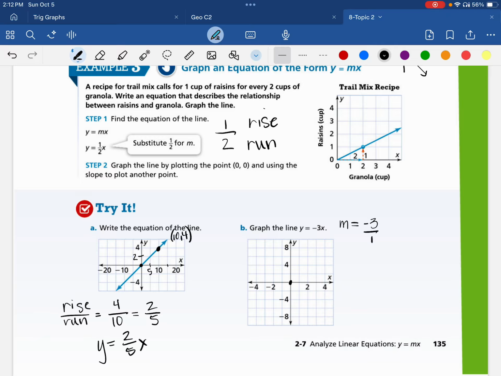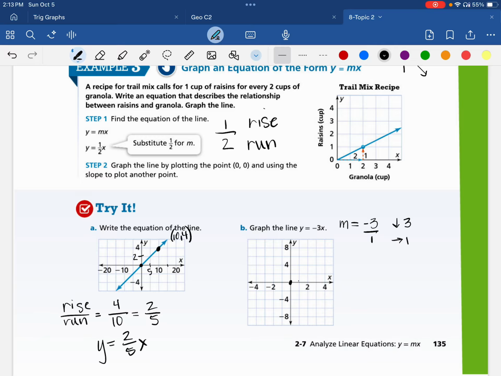In this scenario with a -3 over a positive 1, this tells me that the directions to get to my next point, rise and run, I'm going to go down 3 and right 1. If you have a negative rise, that's always going to indicate going down. A negative run is going to indicate that you're going left. So from that first point at 0, 0, I am going to go down 3, right 1.